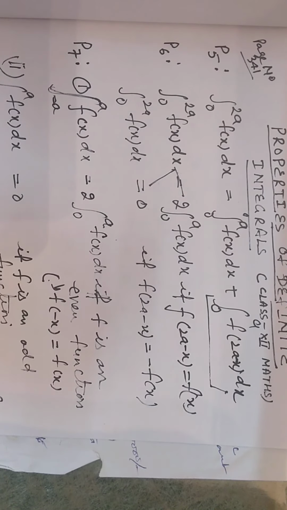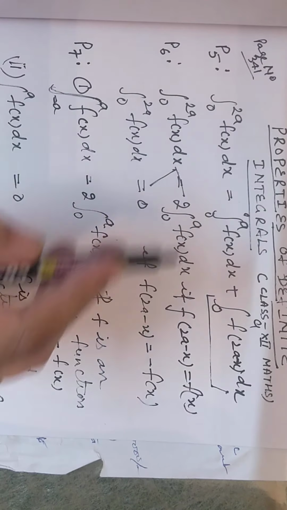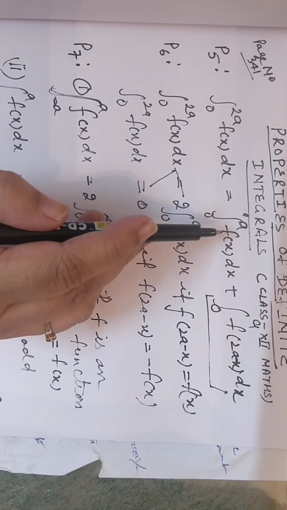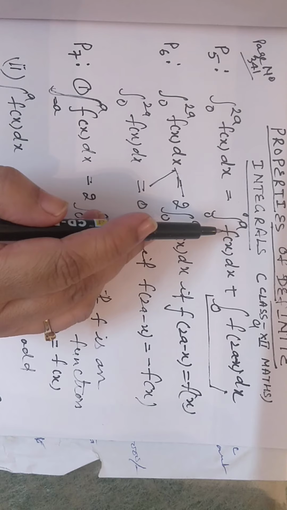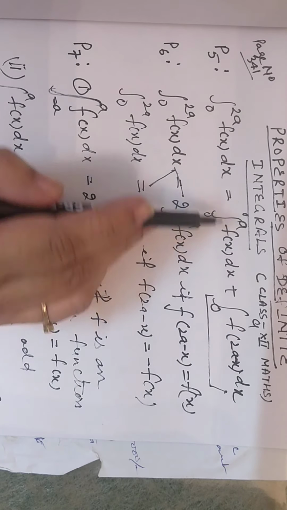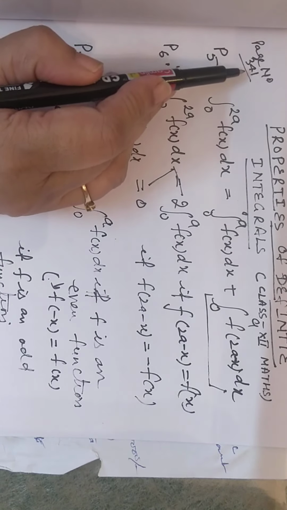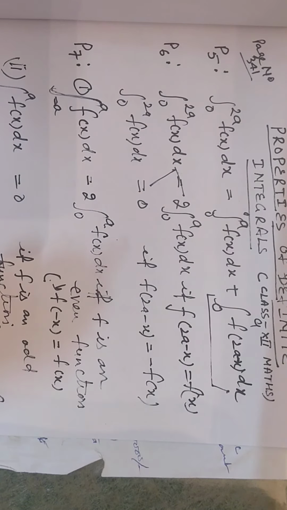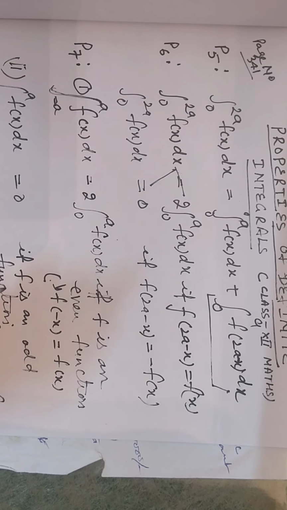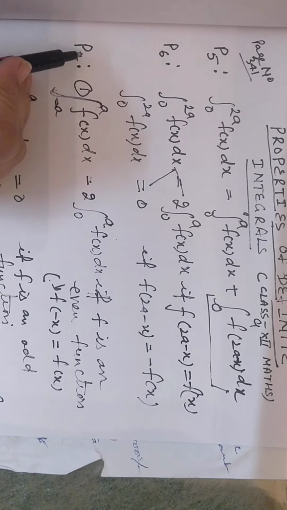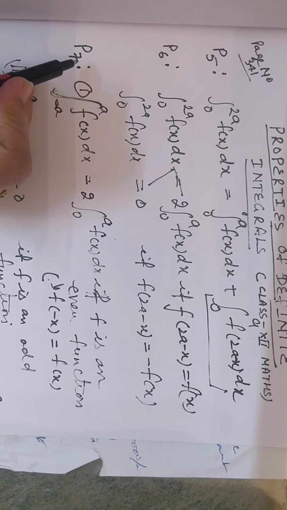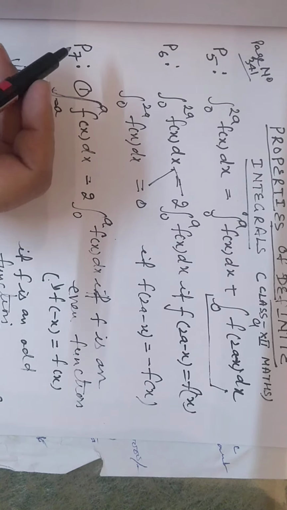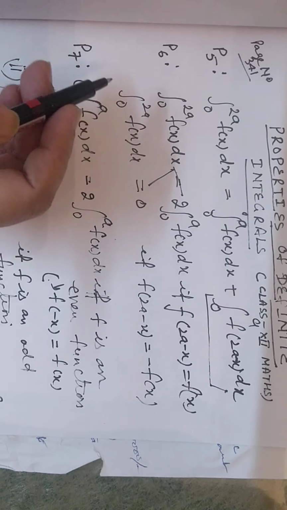Hello girls, in continuation of our previous topic on properties of definite integral, today we will study some more very important properties. These properties are given on page number 341 of your NCERT book. So we have already studied properties P0 to P4. Today we will study properties P5, P6 and P7. These will help us to solve the questions on integration more easily.